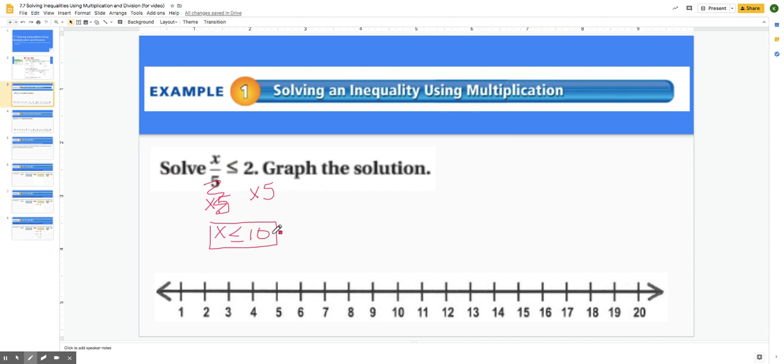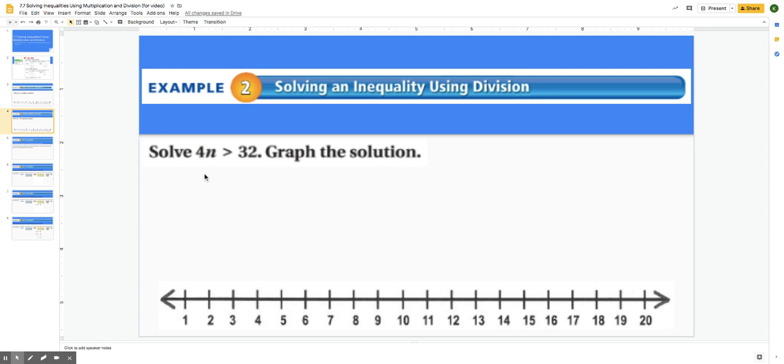To graph the solution, we find 10 on the number line, which is located here, and we put a circle there. Because we have the line underneath it, which tells us that 10 is included in the solution set, we fill in the circle. That shows that 10 is a solution to the inequality, and then we want to show that x can be anything that's also less than 10. So we then draw an arrow to the left of 10 on the number line to show that 10 and anything less than 10 would be a solution to the inequality.